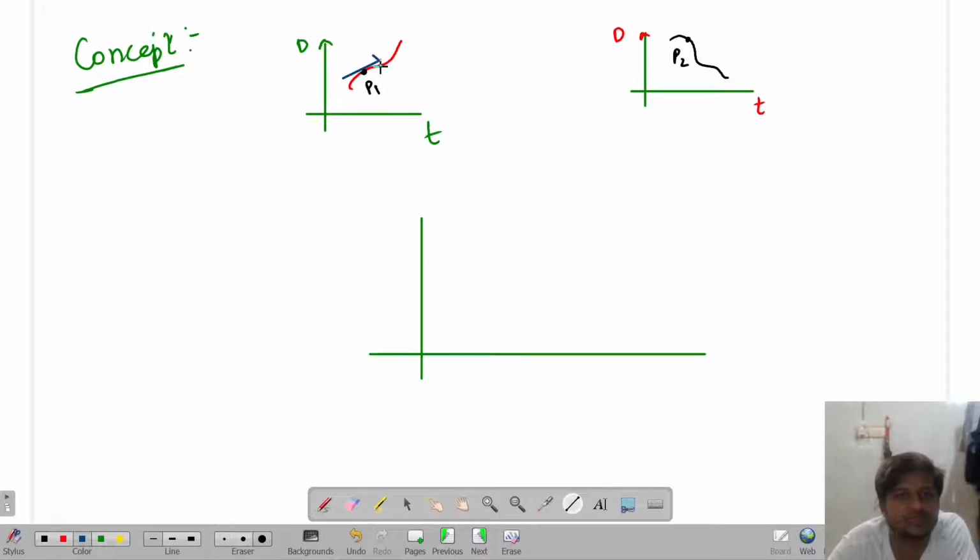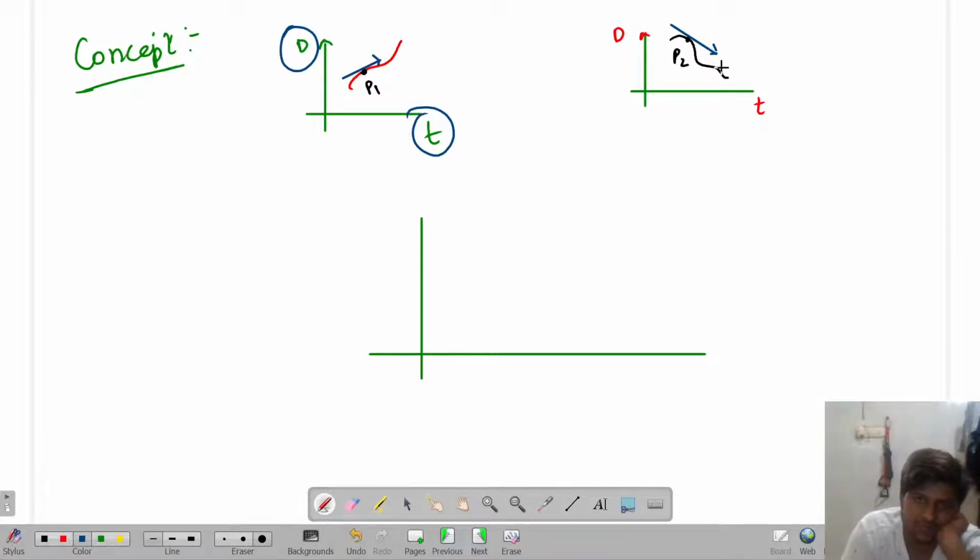See, this will be my tangent for point P1. For point P2, if I draw the tangent, this tangent direction will be downwards or not. Tell me yes or no. Yes, sir. So look over here. Remember this. If you have a displacement time graph, if I have drawn a curve over here, for that curve, if the tangent points upwards, that means what? Velocity is positive. First concept.